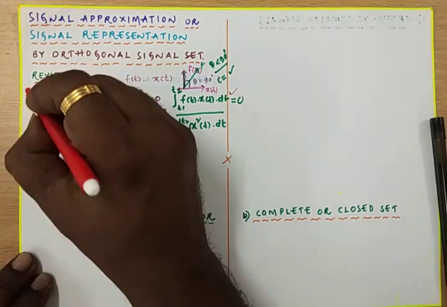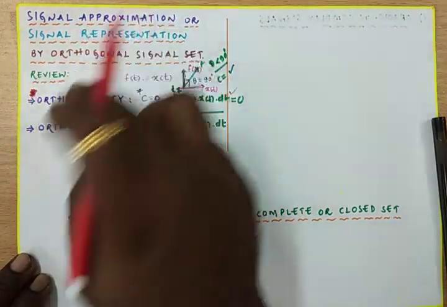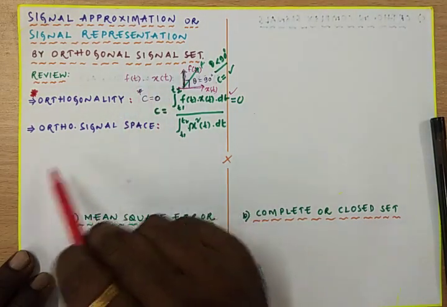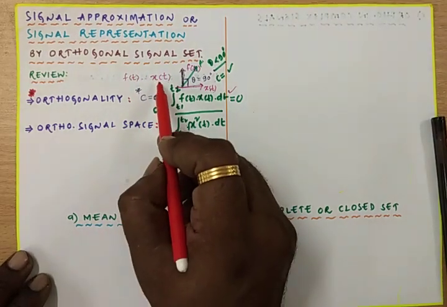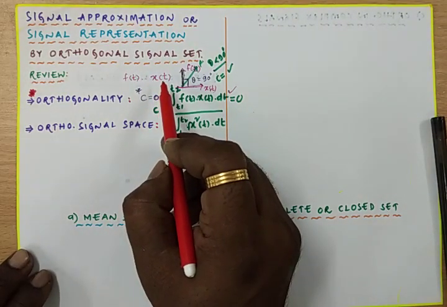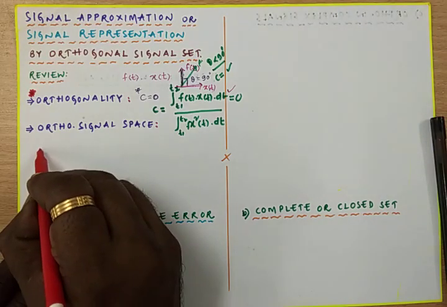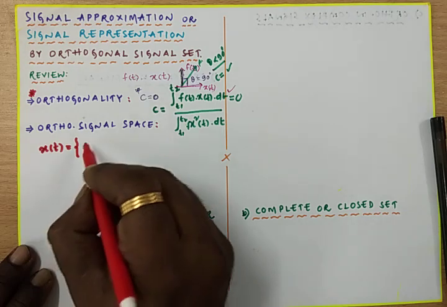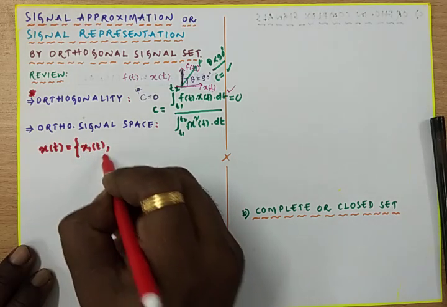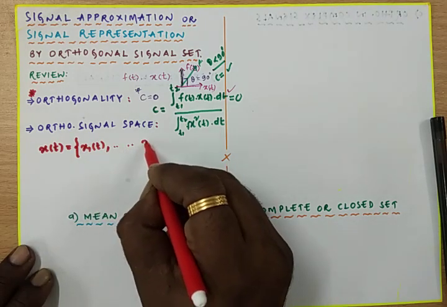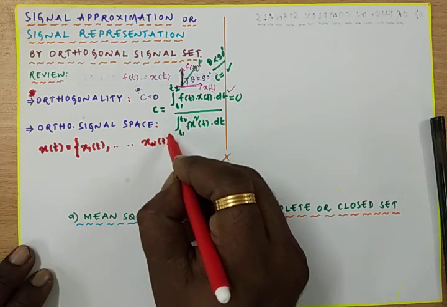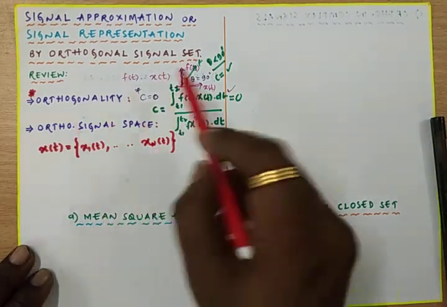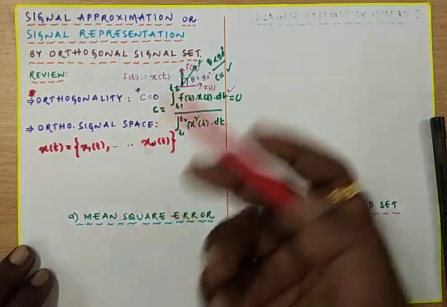Orthogonal signal space. In the first point, we had only two signals, f of t and x of t. But in case of orthogonal signal space, x of t is nothing but a set of signals. I am assuming it is a set of signals, that is x1 of t, x2 of t, up to xn of t. That means x of t may be x1 of t, x2 of t, x3 of t, up to xn of t.